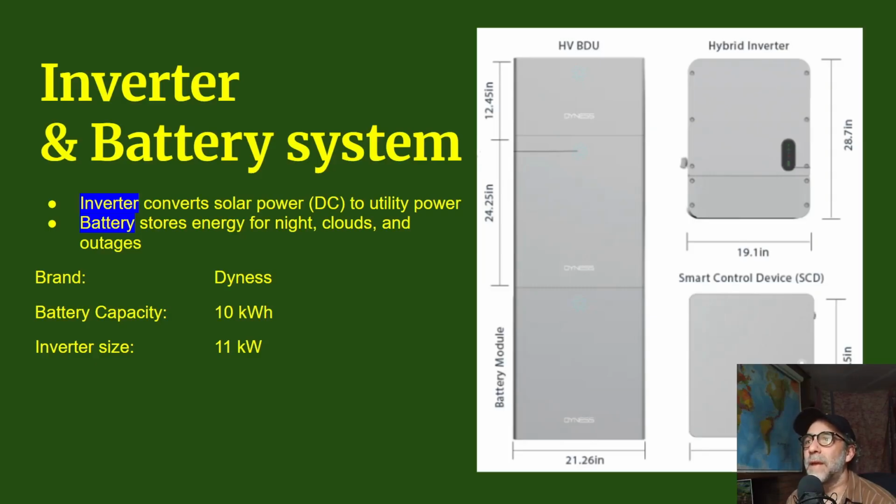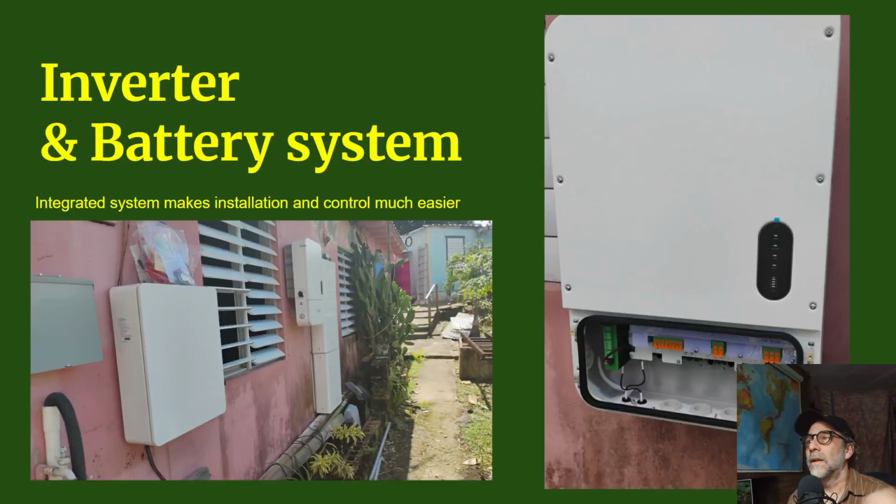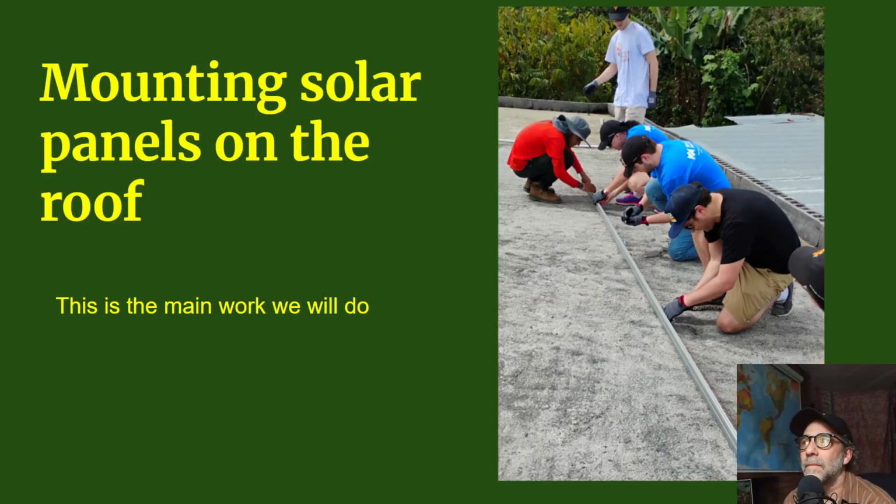The inverter and battery that we're using in this system is made by a company called Dynes. I listed some of the specs here. And the battery stores energy, so there's power at night, when a cloud goes by, and during power outages. One of the really great things about this inverter and battery system is that it's all integrated and made by the same company. Whenever that's the case, it's just usually a simpler installation.